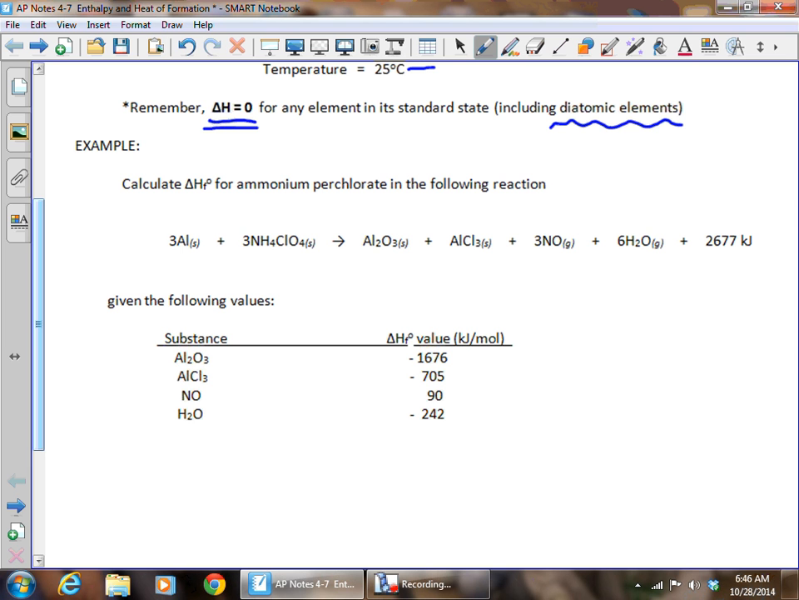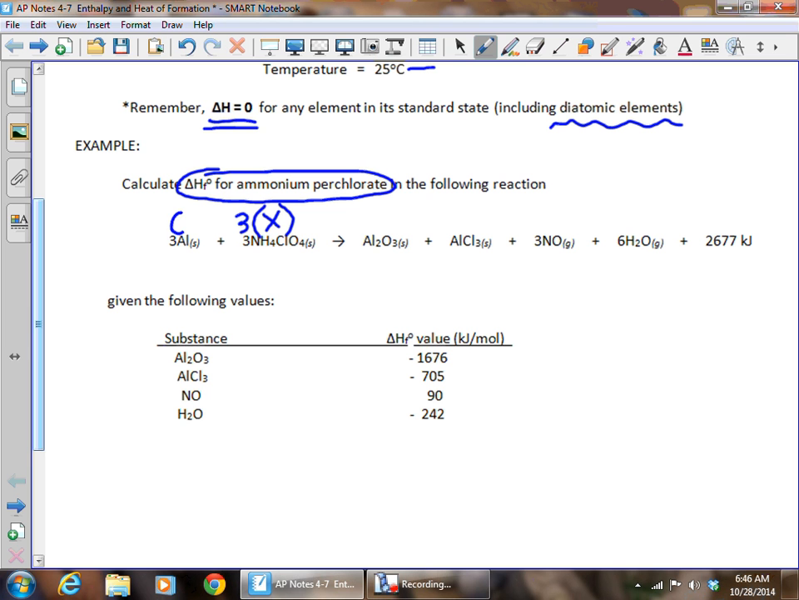So it's asking us to calculate the heat of formation. Now, we've calculated heat of reaction, the total, before, but this one is wanting us to calculate the heat of formation for just ammonium perchlorate. So if we find ammonium perchlorate down here, that's going to be our X value, okay? Notice that it has a 3 in front of it, so we're going to be looking for that, and we have to keep in mind that when we have these heats of formation, we have to multiply those by the coefficients that are in the balanced chemical reaction.